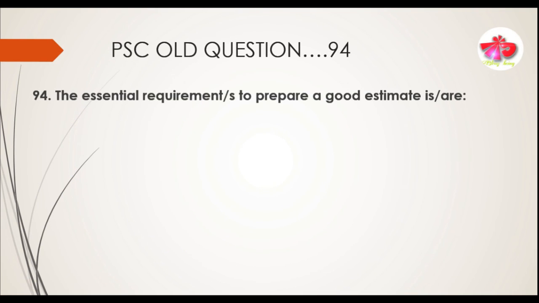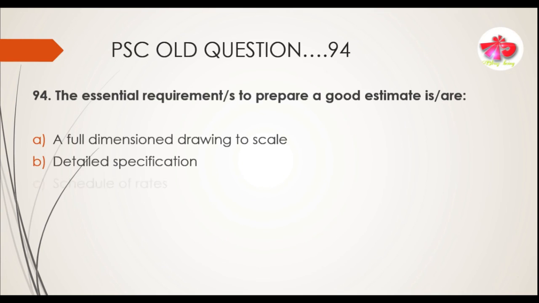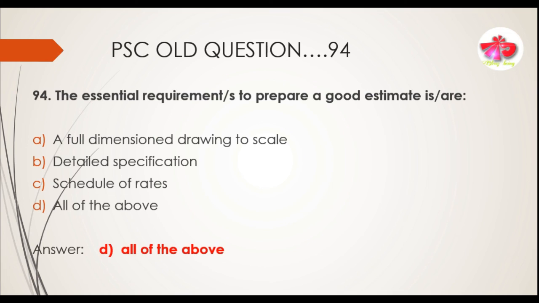Question number 94. The essential requirement or requirements to prepare a good estimate are or is: a full dimensional drawing to scale, option A; detailed specification, option B; schedule of rate, option C; and all of the above. So friends, the essential requirements to prepare a good estimate is all of the above. So you need a good drawing, drawn to scale, detailed specification, schedule of rates. You all know you will be requiring all these things.